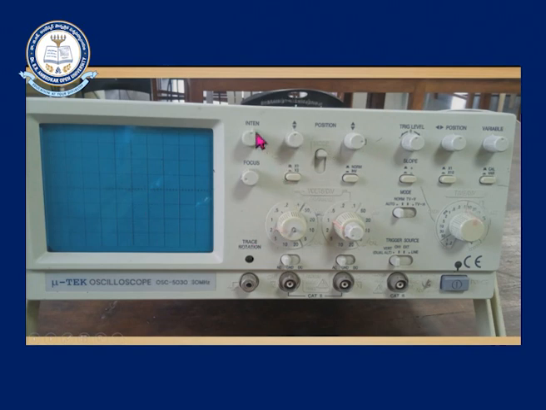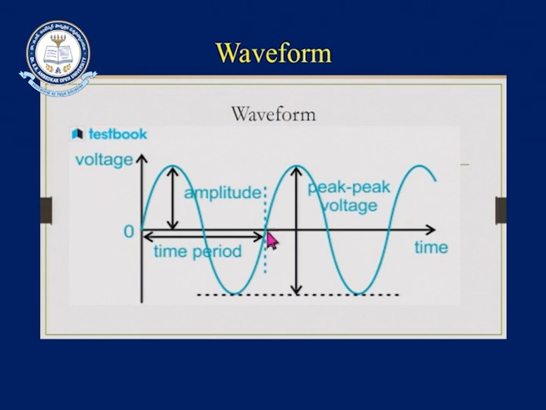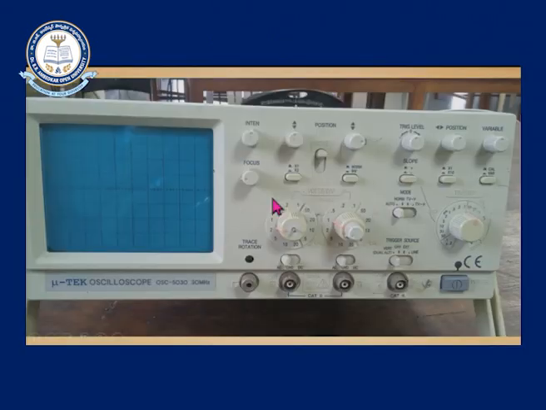This is the intensity, this is the focus, and these are different position controls. For example, to move the wave up or down, you change this button; this is the position button. You only change the channel 1 button.